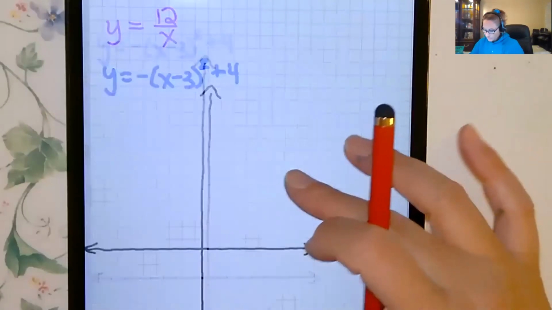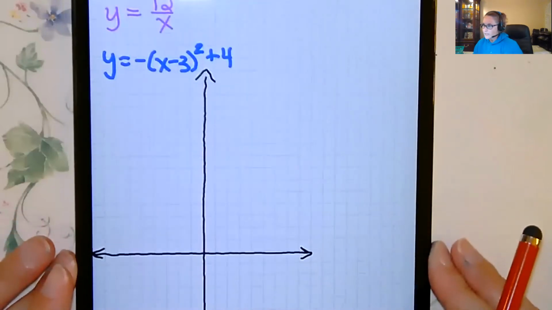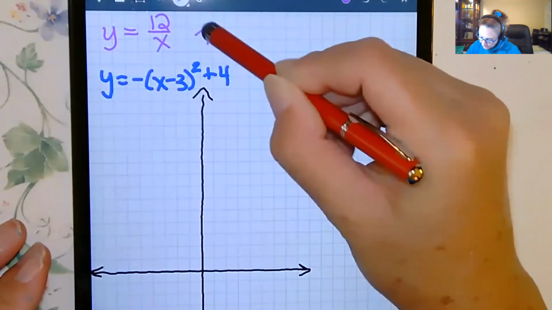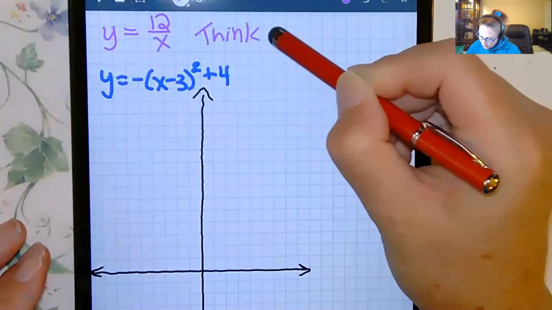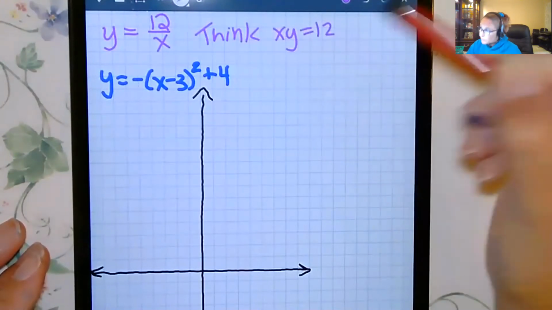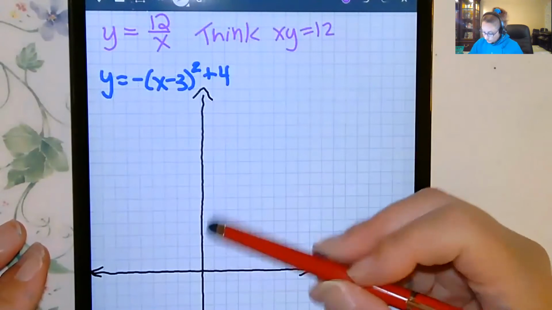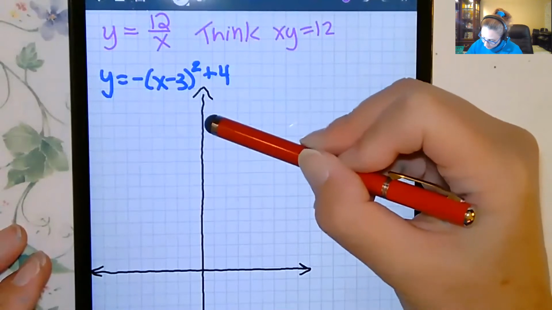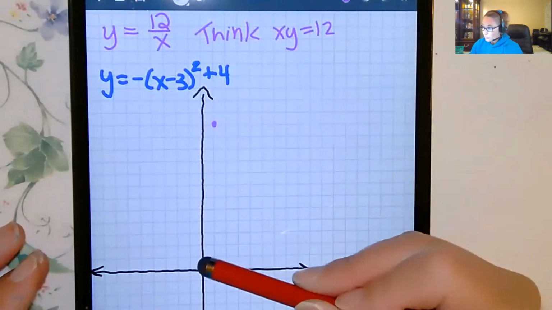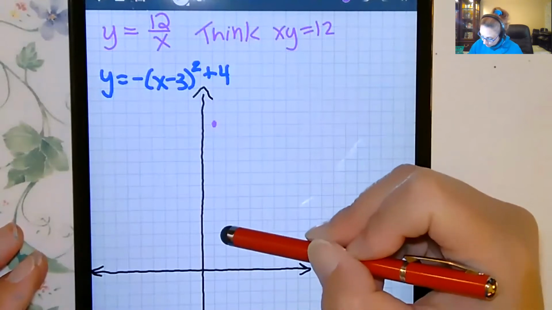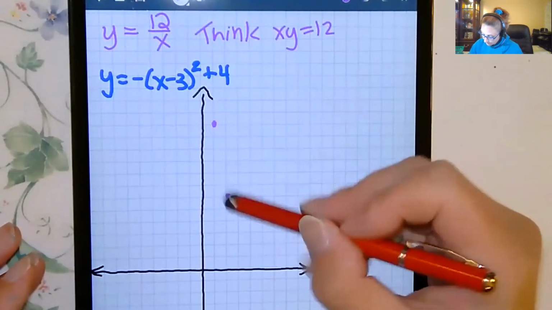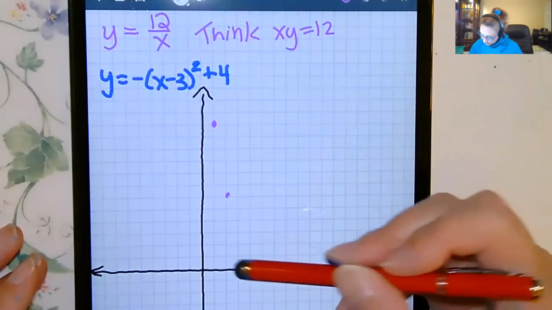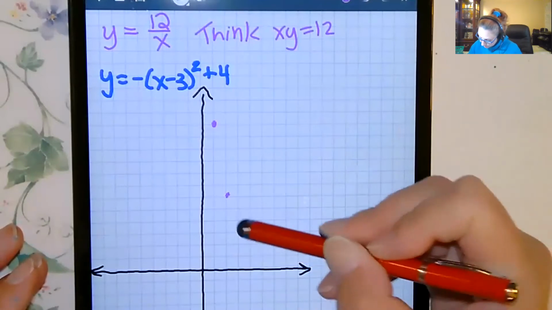Okay, so for this one, let's actually graph it just by hand. I think we can graph this one. So remember, when we have something like this, you want to think x times y equals 12. What multiplies to 12? So 1 times 12, so 1 comma 12. 2 times 6. 3 times 4.